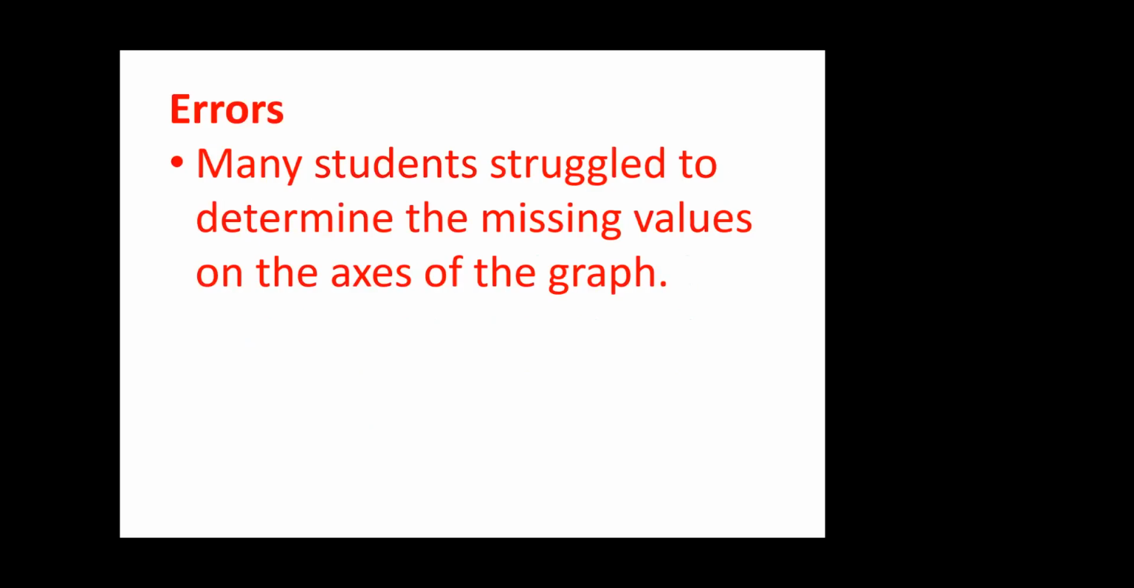Some of the errors that were in this were that many of the students struggled to determine the missing values on the axes. So not so much across the horizontal axis, they were able to get that the numbers went up by 10, but they did struggle with going between 4,000 and 8,000, 8,000 and 12,000, etc. So that made some issues with them in getting some of the answers.